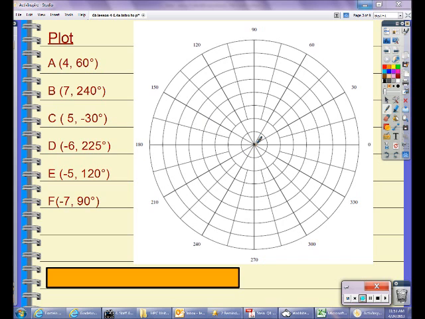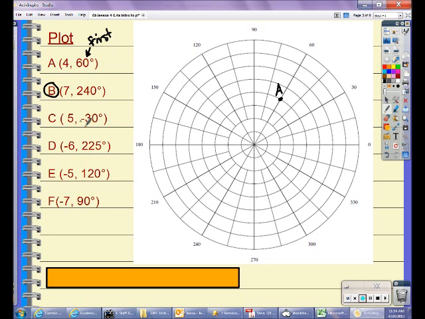Okay, so point A, radius 4, rotation of 60. Even though radius comes first, I personally like to find my rotation first. So I'm going to rotate to this 60-degree rotation line. And then how far out on that rotation line am I going to go? 1, 2, 3, 4. That's point A. I'll leave point B for you to try at the end on your own.